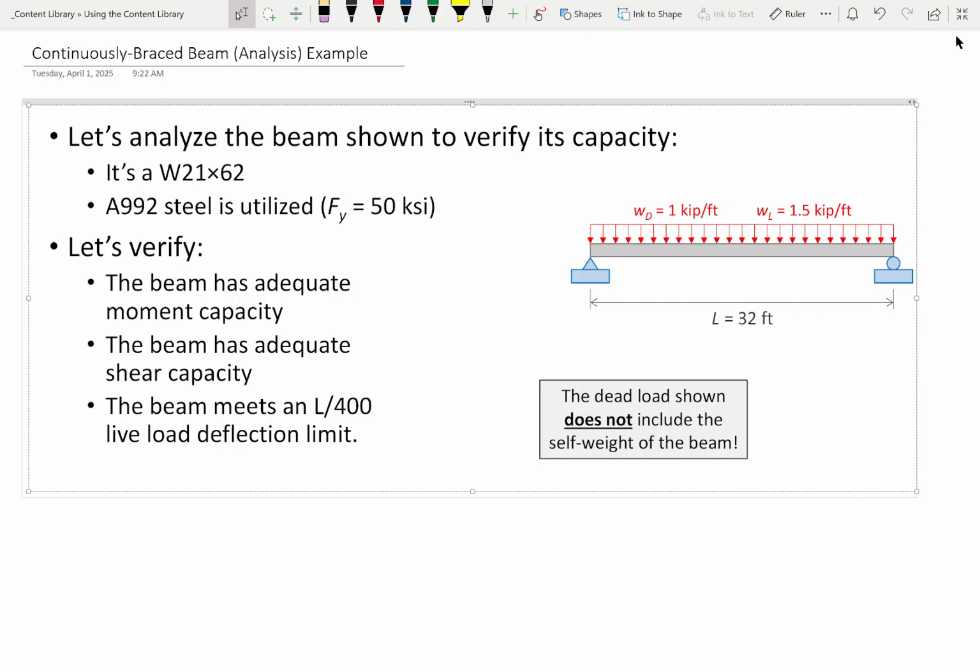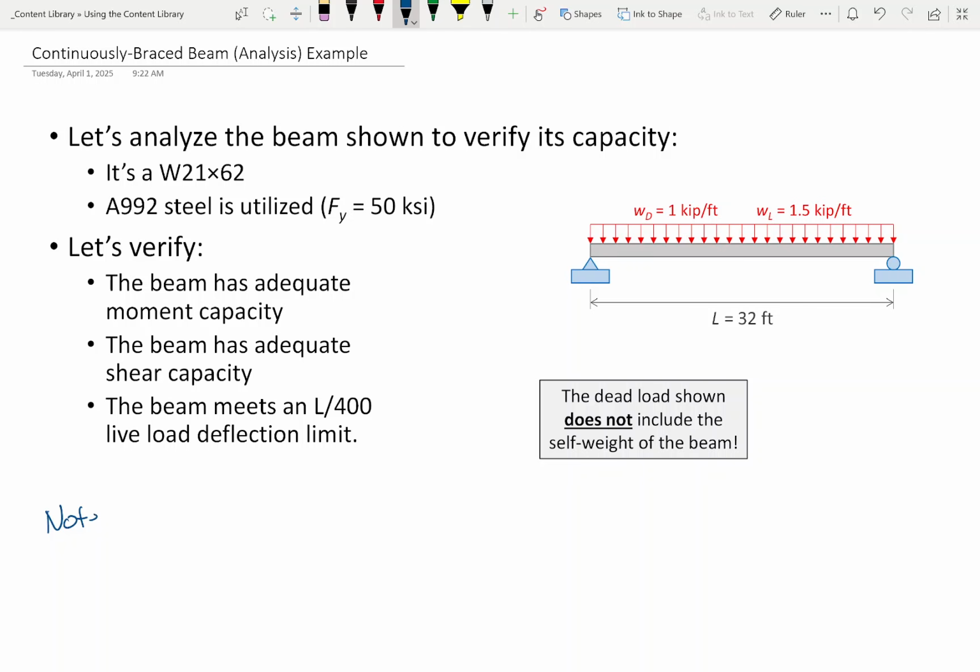Before we start chomping away at this problem, though, I'm going to take off my little keyboard here. Before we start chomping away at this problem, I do want to make some statements about the W21x62.